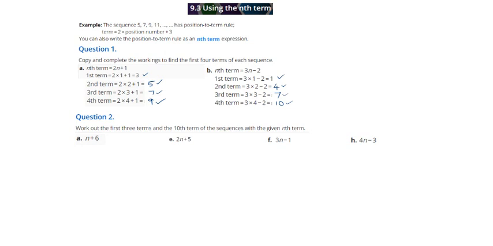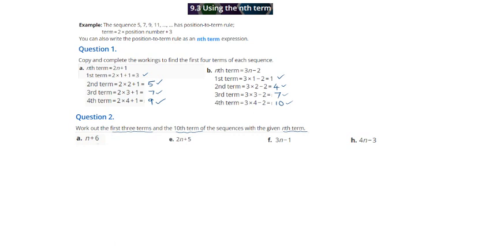Now in question 2, we have to work out the first 3 terms. Then we need to find the 10th term of the sequence when the nth term is given. So here we have 4 questions. The nth term is given. Question A, the nth term is n plus 6. We have to find the first 3 terms and the 10th term.